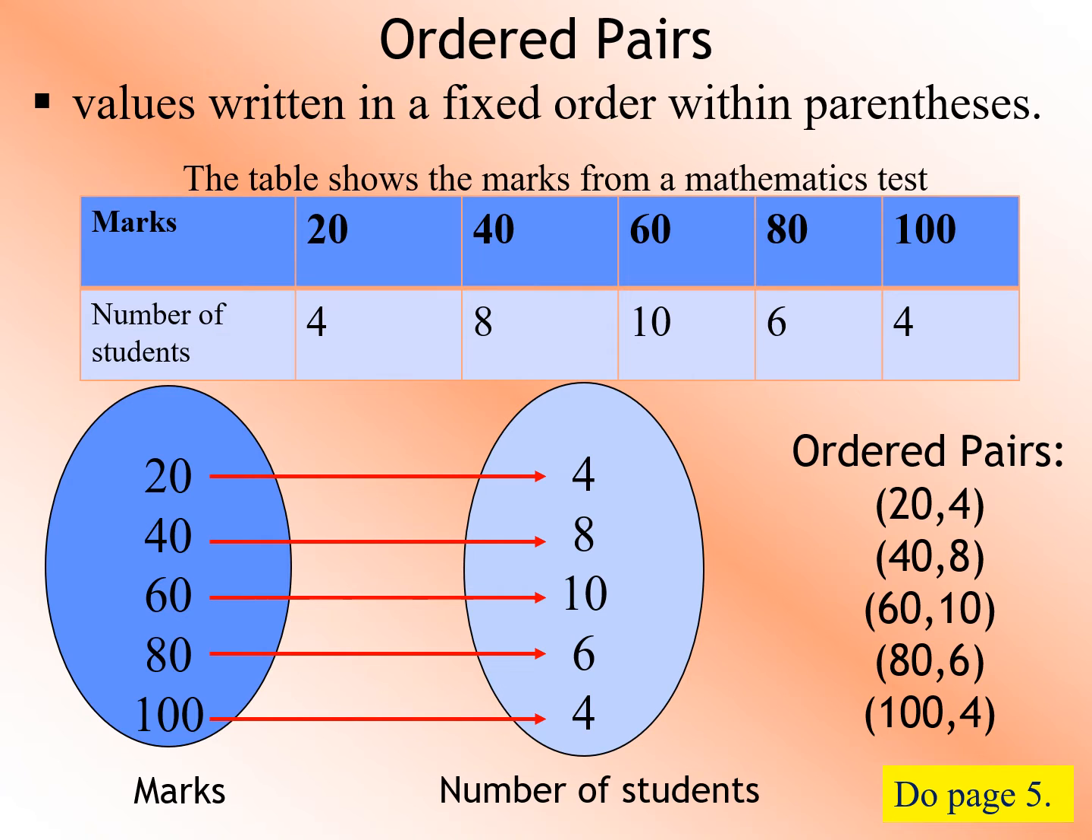So if we are going to write this data in ordered pairs, we have (20, 4), (40, 8), (60, 10), (80, 6), (100, 4). Take note that when you write ordered pairs, you use the open and close parentheses and put a comma in between the numbers.